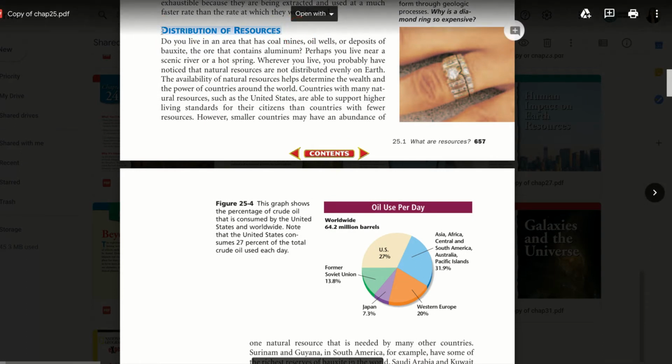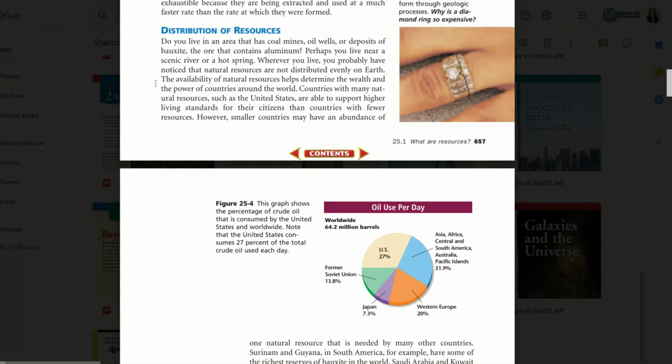Distribution of resources. Do you live in an area that has coal mines, oil wells, or deposits of bauxite, the ore that contains aluminum? Perhaps you live near a scenic river or a hot spring. Wherever you live, you probably have noticed that natural resources are not distributed evenly on Earth. The availability of natural resources helps determine the wealth and the power of countries around the world. Countries with many natural resources, such as the United States, are able to support higher living standards for their citizens than countries with fewer resources.